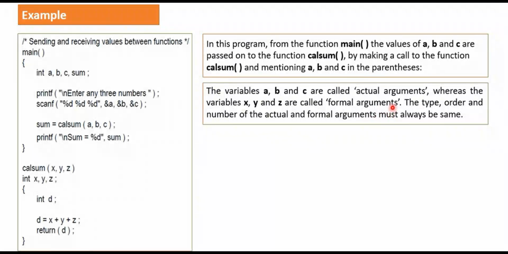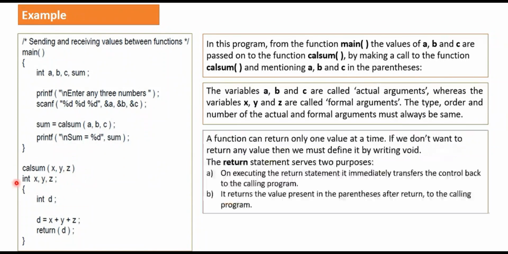Now the type, order and number of the actual and formal arguments must always be the same. That means a, b, c are of int type, that's why x, y, z are also of integer type. A function can return only one value at a time. If you don't want to return any value, then we must define it by writing void. That means if this function does not return any value, we can define the void data type for the function return.